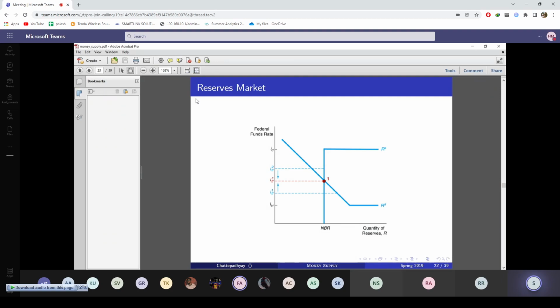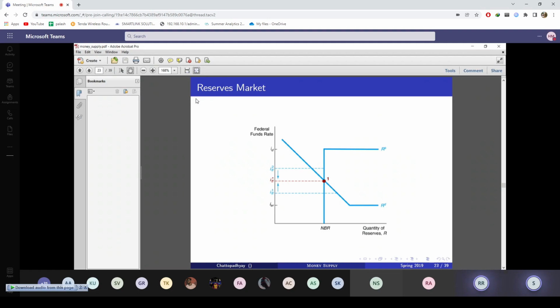represented the reserves market through reserves demand and reserves supply. So this blue line, initially negatively sloped and then with a horizontal portion, denoted by capital RD, represents the reserves demand curve of the economy, and the other curve, which is vertical initially and then has a horizontal portion, is denoted by RS. This is my reserve supply curve.